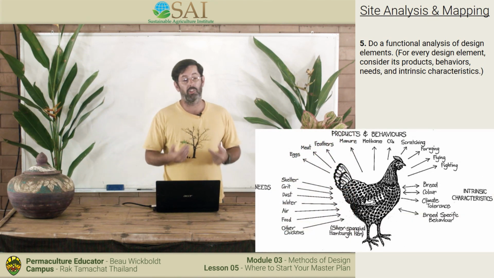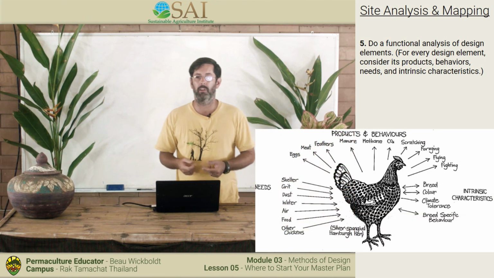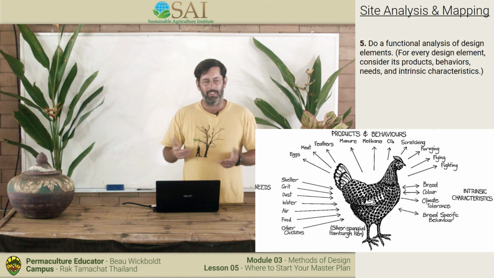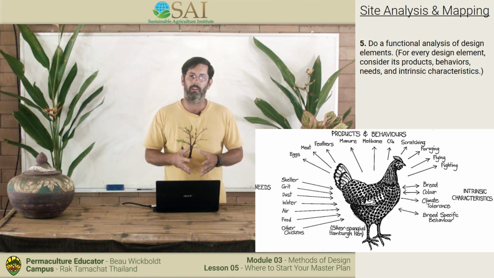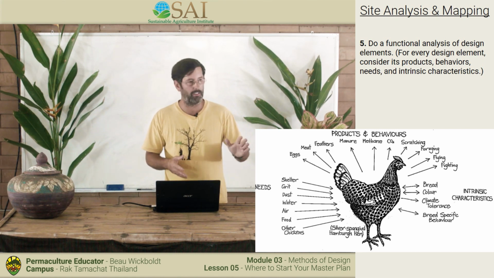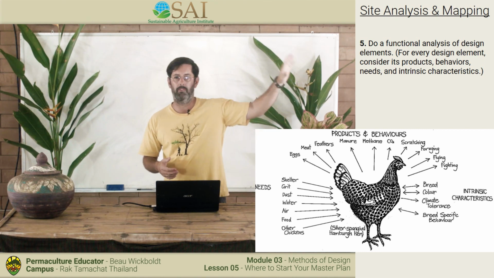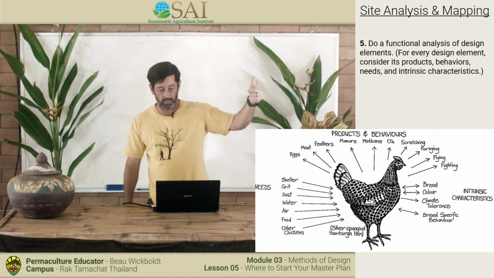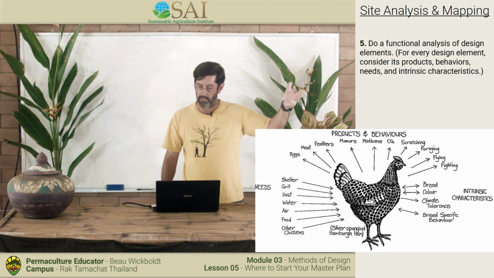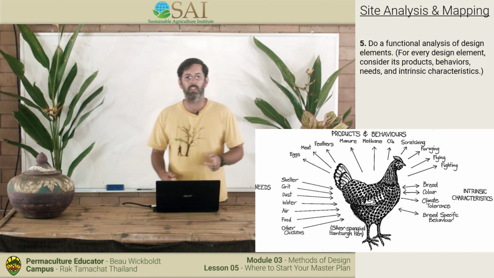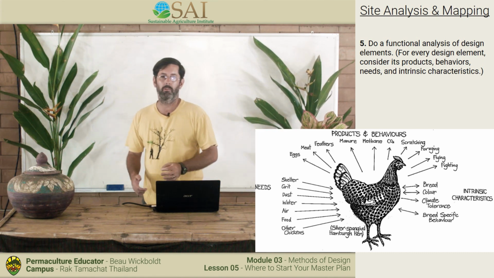So if I was to take a chicken, right, and some people would say, well, I just want egg, that's it. Yeah, but a chicken does so much more than just make an egg, guys. So we could think about its needs. What are all the things a chicken needs? So I have that on the left side. It needs shelter, it needs grit, it needs dust, it needs water, it needs air, it needs food. And you know what? A chicken needs other chickens. They're a social animal, okay?